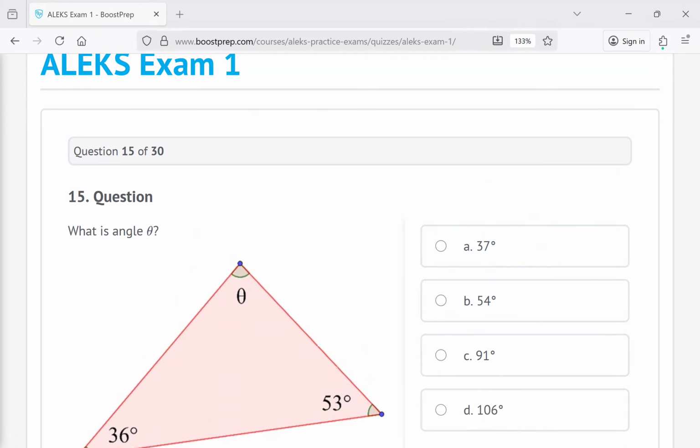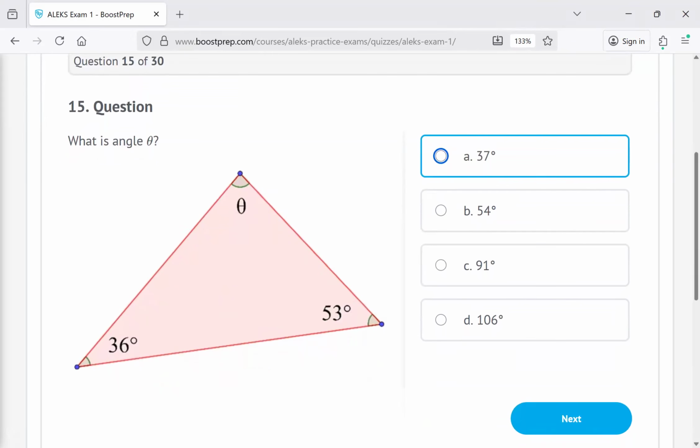Okay, question 15. What is the angle theta? So what you have here, we have a triangle. They give us two angles, 36 and 53. What we've got to do is find out this missing angle. To figure this out, we know the sum of a triangle, it doesn't matter if it's a right or obtuse or acute triangle, it doesn't matter what type of triangle. We all know that if you add up all the angles of a triangle, it adds up to 180.